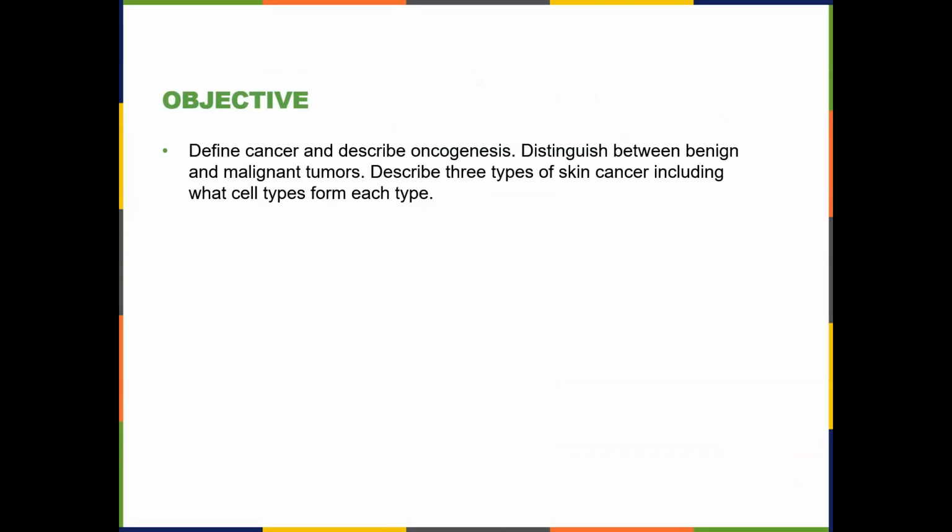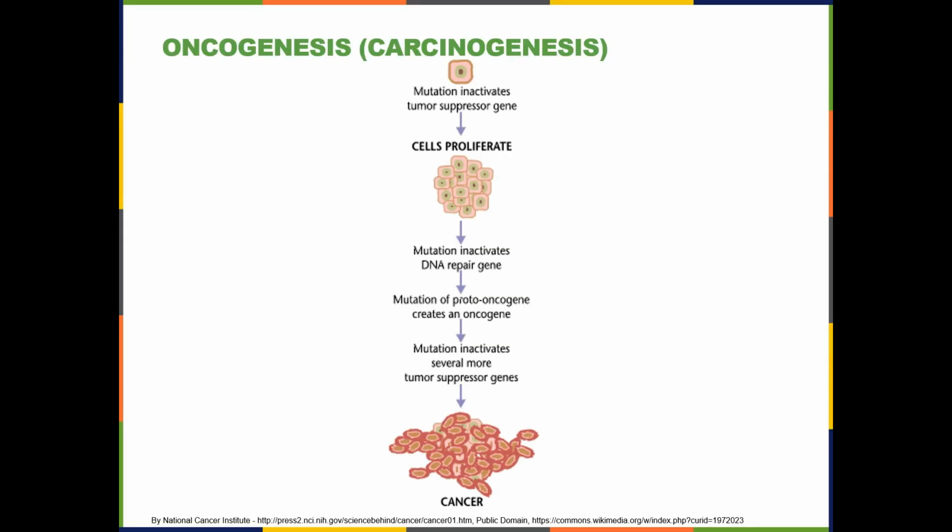This video will cover cancer and the process of oncogenesis, distinguishing between benign and malignant tumors, and three major types of skin cancer. Cancer is a disease that results from uncontrolled cell division.